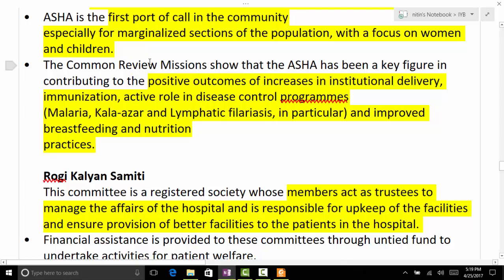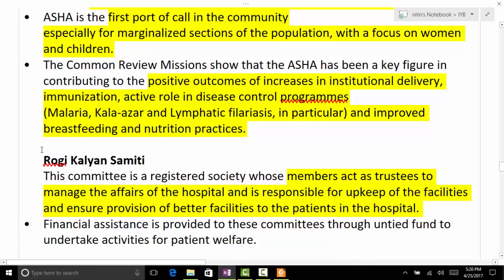So this is one of the missions. The work of ASHA has brought positive outcomes: we have seen an increase in institutional delivery and immunization. We have improved a lot on immunization and on institutional delivery because of the commendable work done by the ASHA workers. So we should appreciate this in our answers when we write about the contribution of ASHAs. Improved breastfeeding practices, nutrition practices.